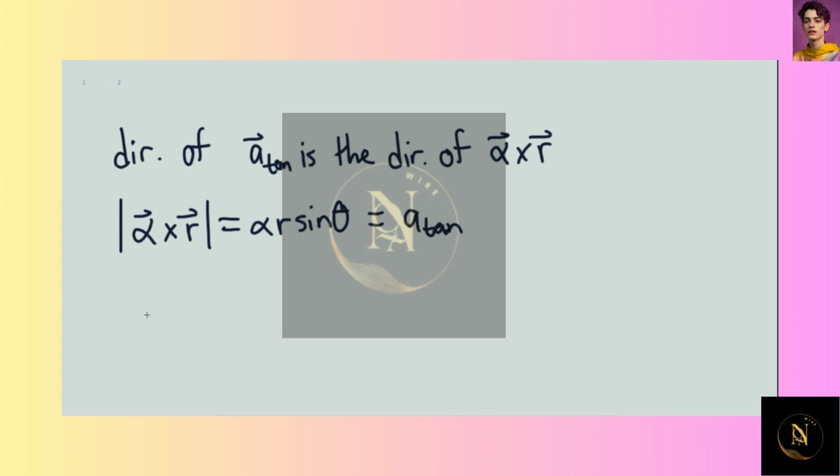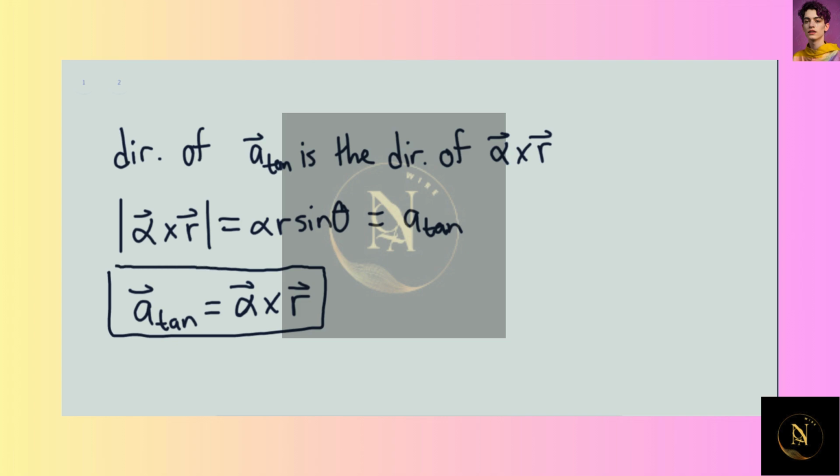And so we can then say that the tangential acceleration vector is simply equal to the cross product between the angular acceleration vector and the r vector. This proves the formula for the tangential acceleration vector. That would be our final answer. That is the end of the solution.